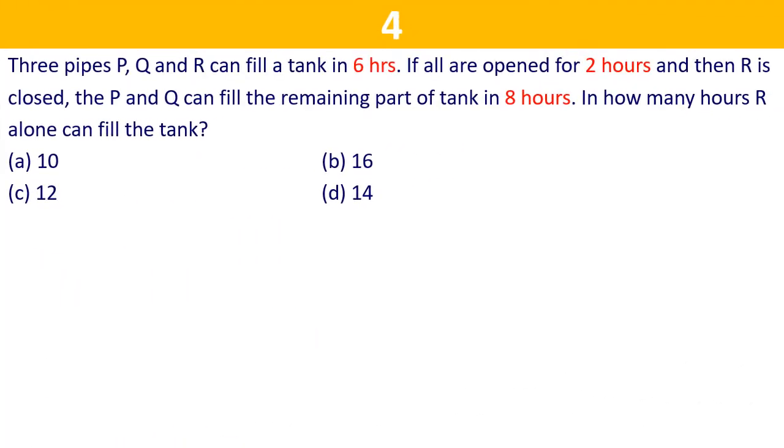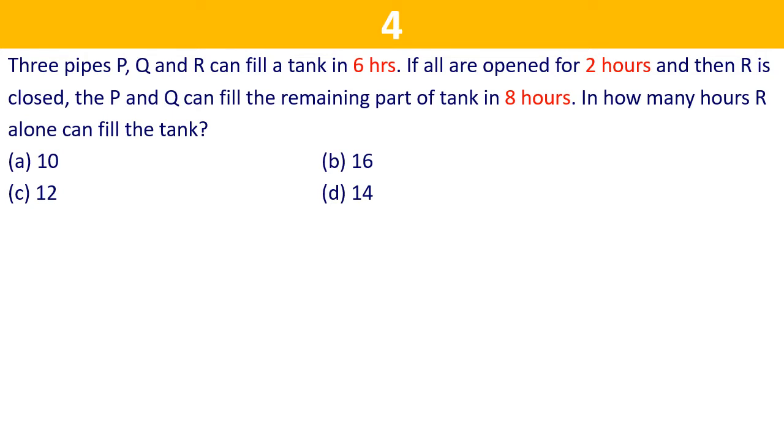Problem 4. Three pipes P, Q and R can fill a tank in 6 hours. If all are open for 2 hours and then R is closed, the P and Q can fill the remaining part of the tank in 8 hours. In how many hours R alone can fill the tank?